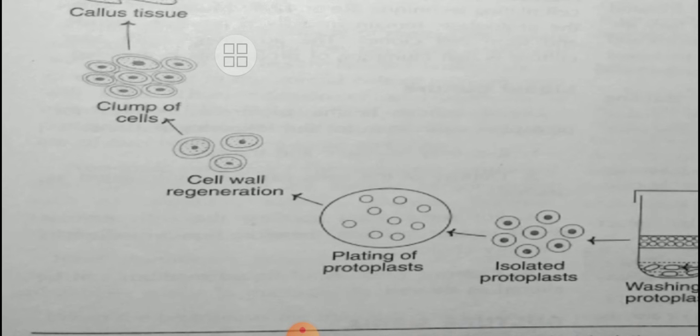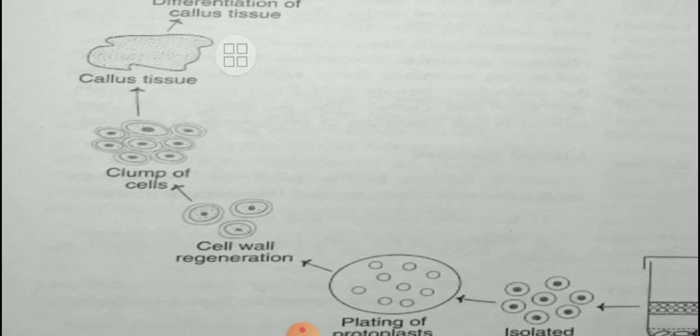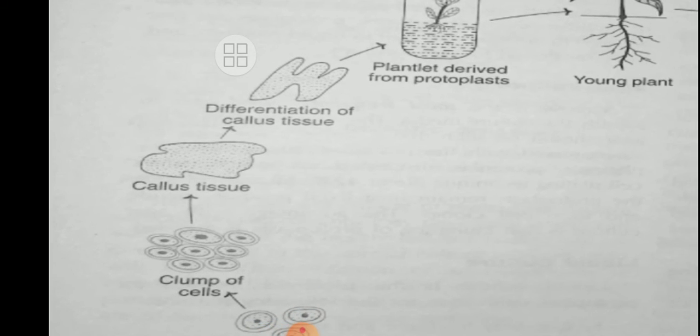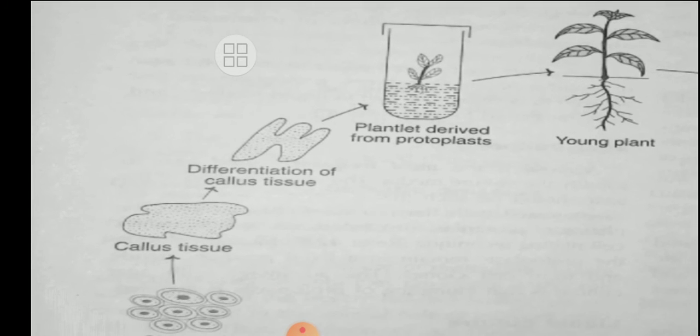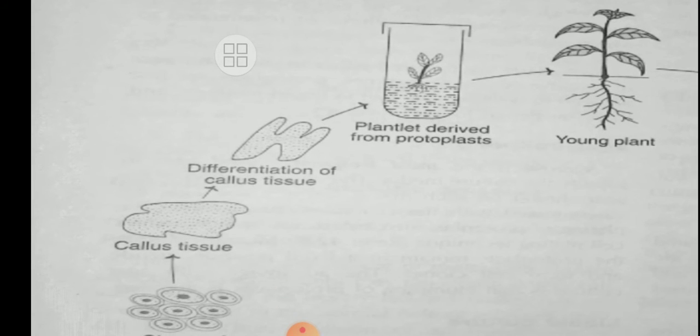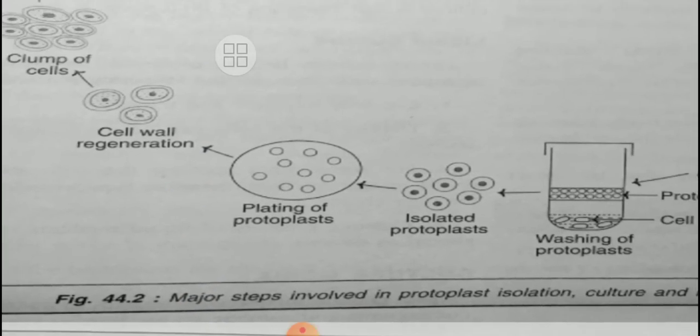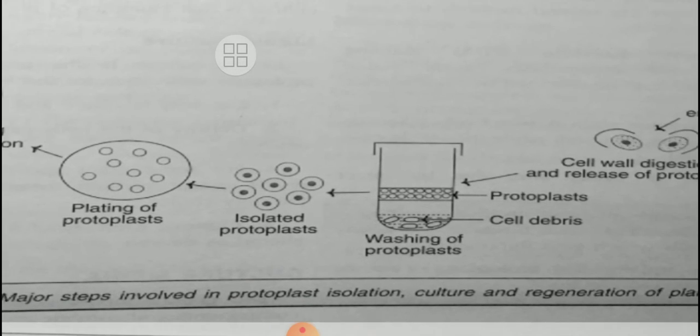The isolated protoplast we have to plate and put on the culture medium, and then on that culture medium the cell wall gets formed around it. After the cell wall forms, multiplication takes place, a clump of many cells develops, finally callus, and from the callus differentiation is possible, and from the differentiation of the callus tissue, plantlets are derived in the culture tube. So like that, from this protoplast, these are the major steps involved in protoplast isolation, culture and regeneration of plants.